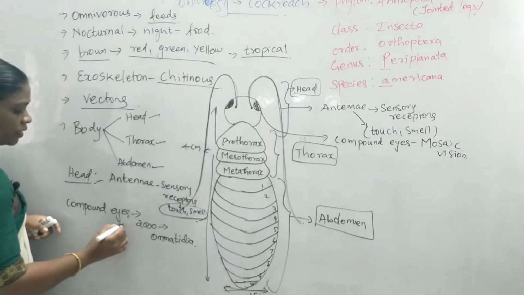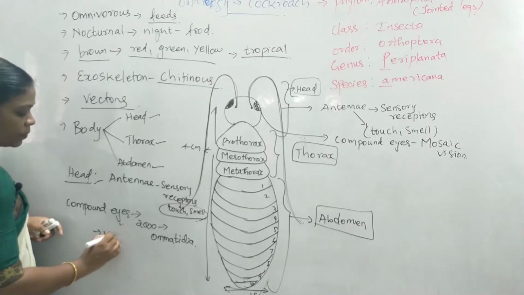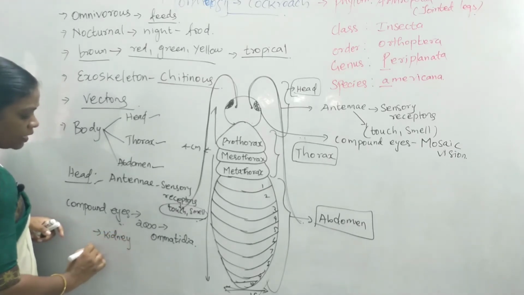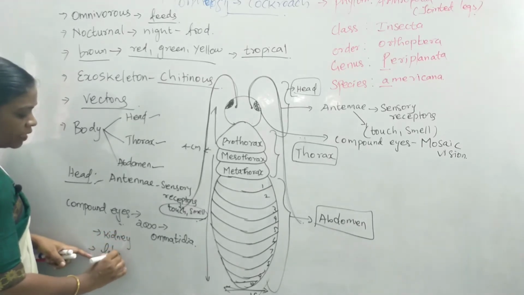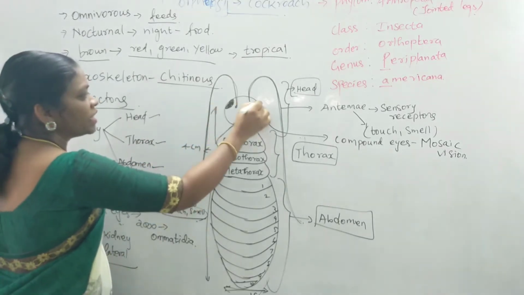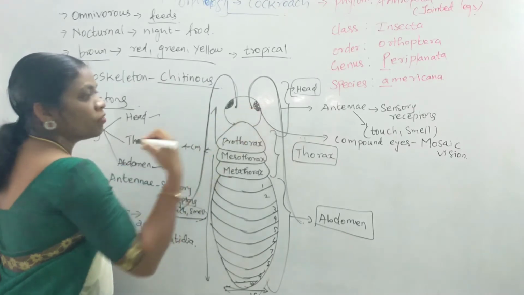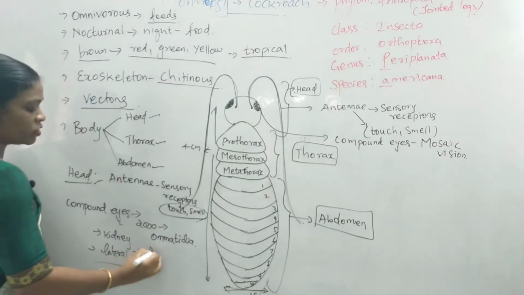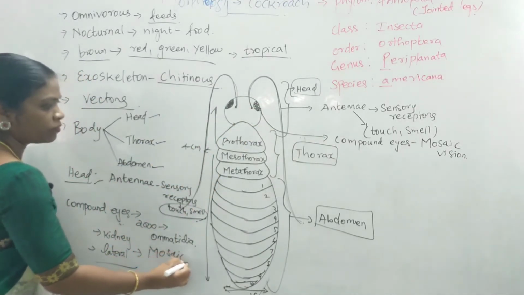The eyes of the cockroaches are kidney shaped in structure and present on the lateral side of the head. They contain a number of units known as photoreceptors, so they exhibit a kind of vision known as mosaic vision.